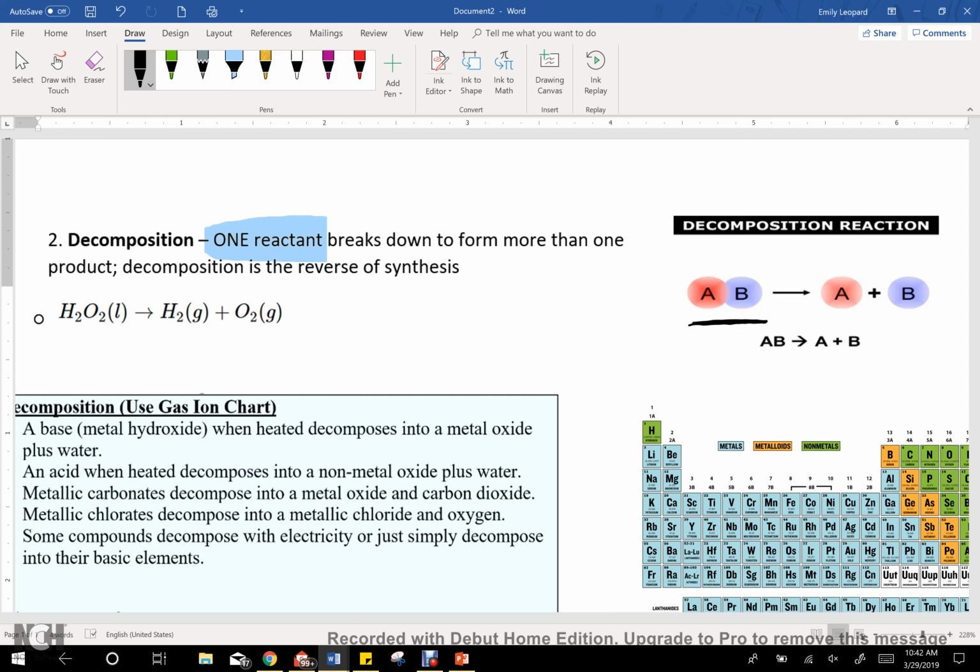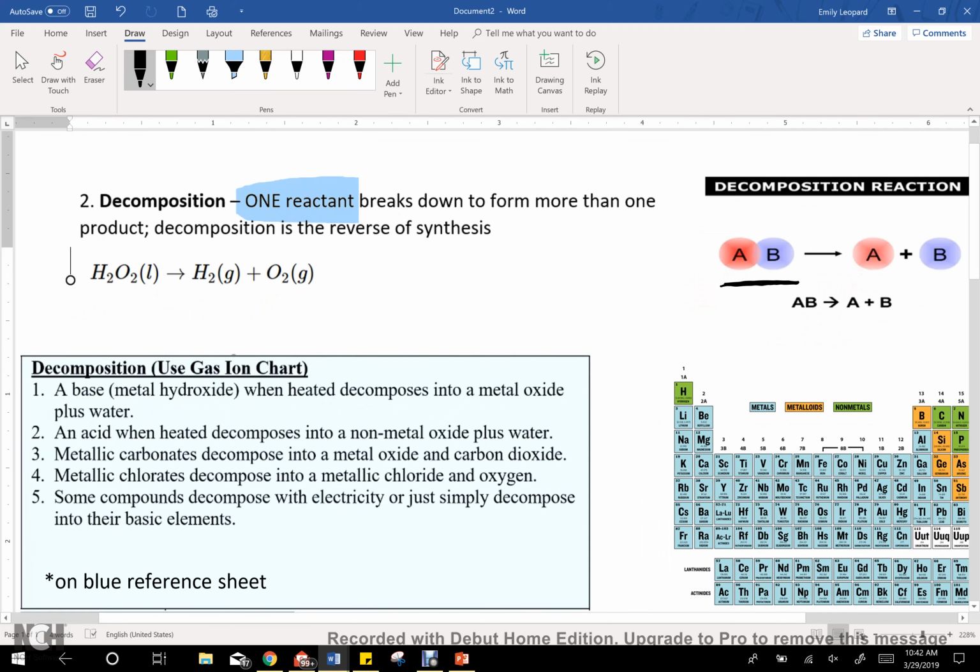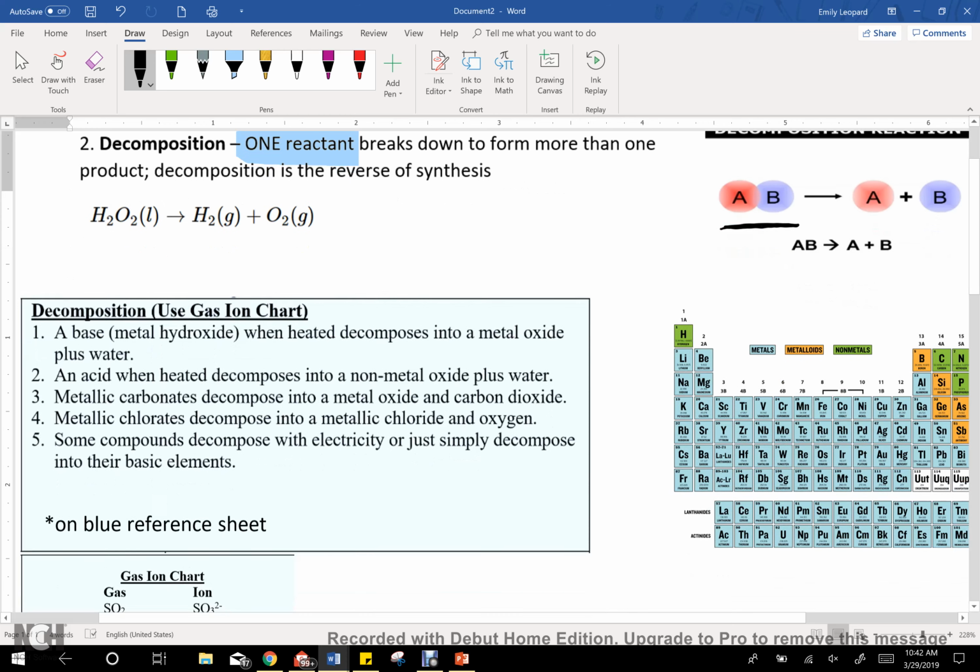okay? And that's the characteristic sign of a decomposition reaction: one compound on the left being broken down into more than one compound on the product side on the right, okay? And the nice thing about decomposition reactions is that there's a pretty well-defined set of rules that govern what products you'll form when you break down a certain type of compound, okay?